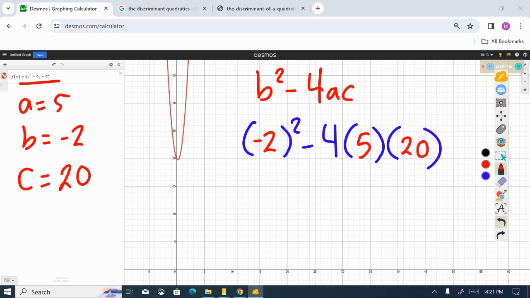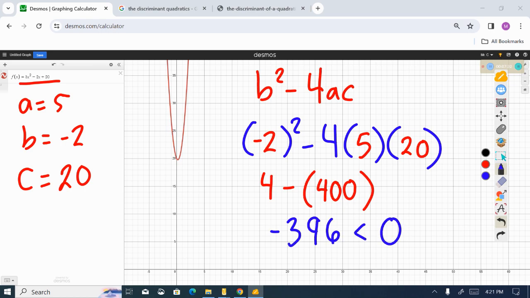We could do this calculation, and we can see that -2 squared is equal to 4, and we would have to do 4 times 5 is 20, and 20 times 20 is 400, right? And what is it that I did incorrectly here? Oh, well, nothing, right? Because we have a negative value, like I said we would. So we'd have -396. And because this is less than 0, that means that our discriminant is less than 0, right? And so because of that, we would have no real solutions, and instead we would have 2 imaginary solutions.